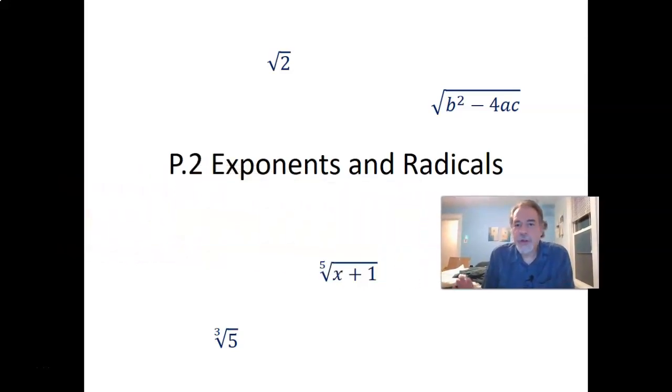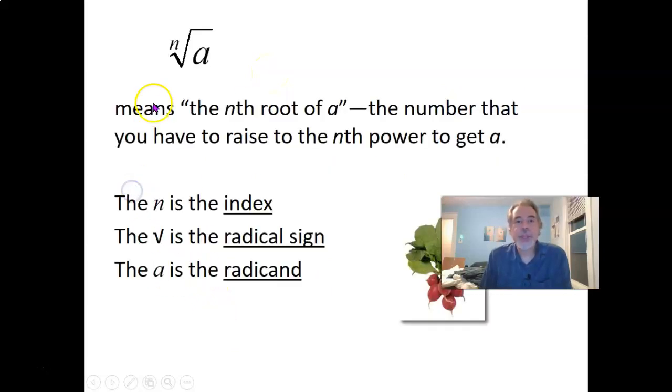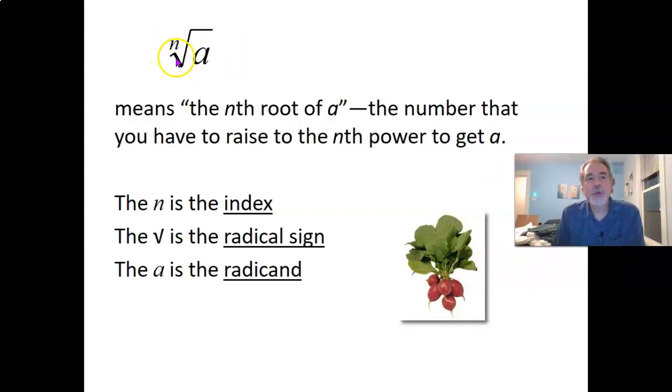Hi, here we're going to be looking at a quick, hopefully, review of radicals and how they relate to exponents. So radicals would be things involving roots, square roots, cube roots, other kinds of roots. So when we write something like this, the nth root of a, that means the number that you have to raise to the nth power to get a.